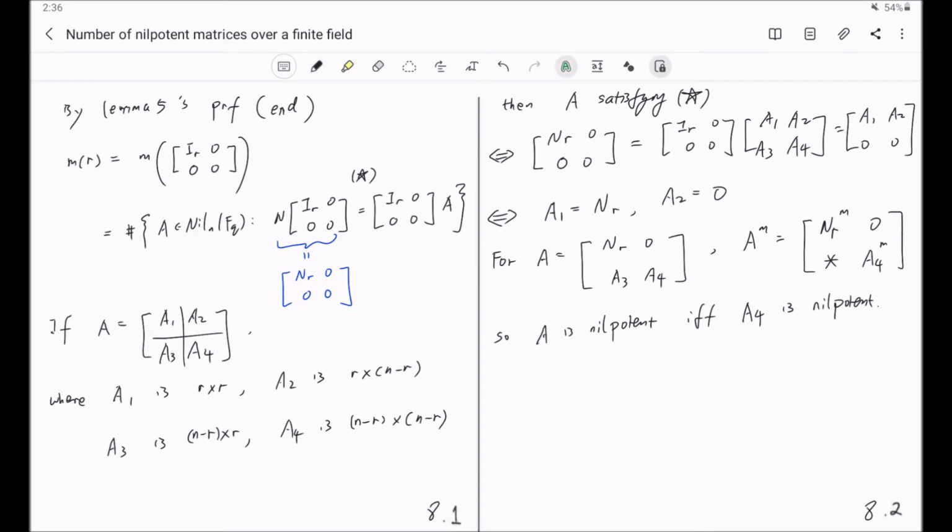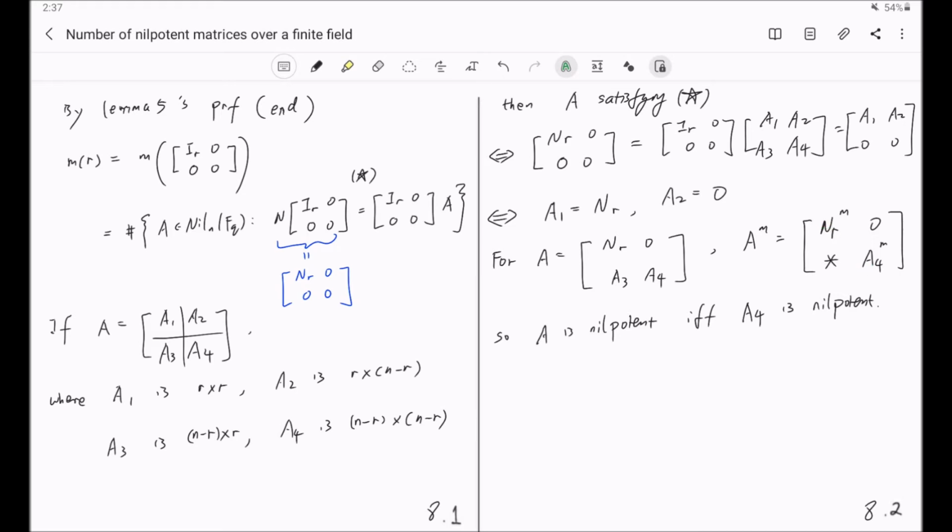If A is nilpotent, then some power of A must vanish, which means some power of A4 must vanish. So this forward implication should be obvious. And if A4 is nilpotent, because NR is also nilpotent, just by its definition.